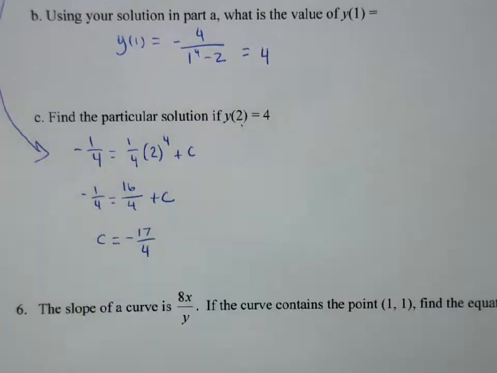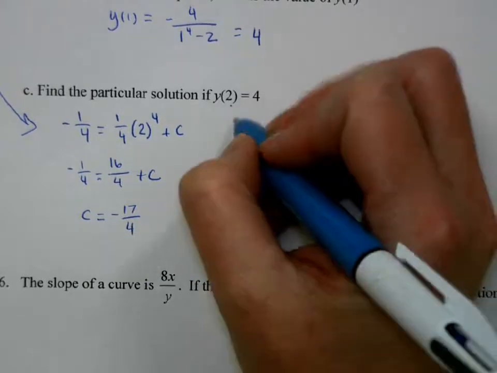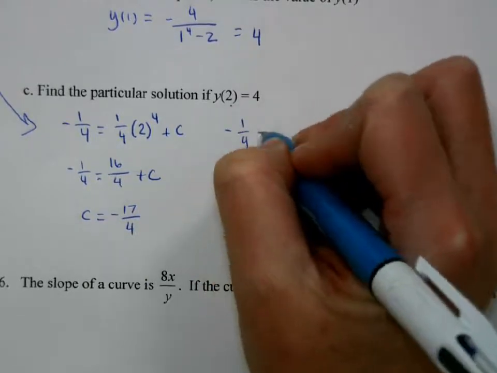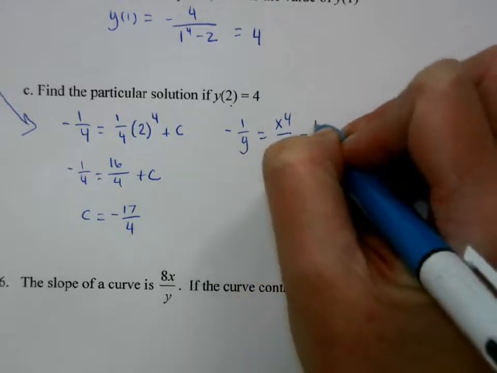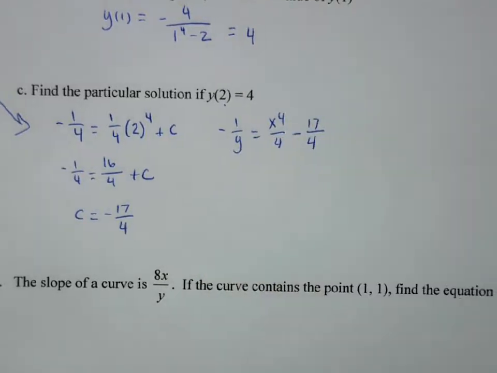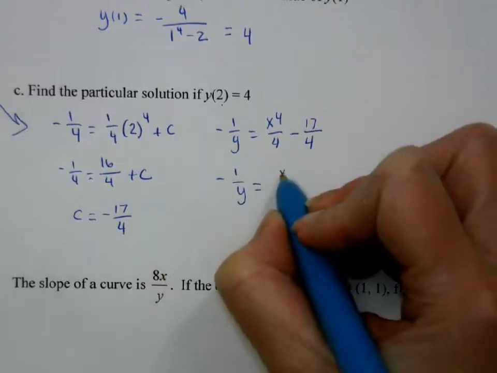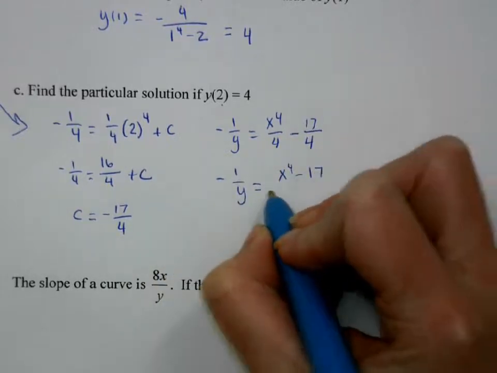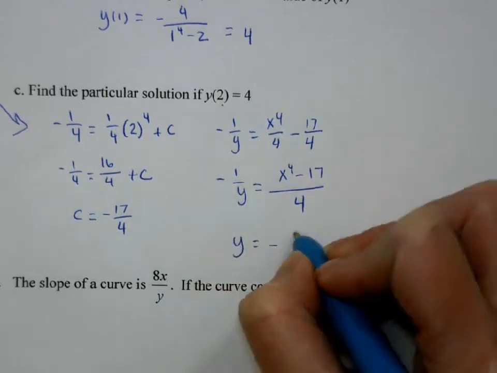Okay. Then I'll plug that back into negative 1 over y equals x to the 4th minus 17/4 with our newfound c. So negative 1 over y equals x to the 4th minus 17 over 4. So y will be negative 4 over x to the 4th minus 17.